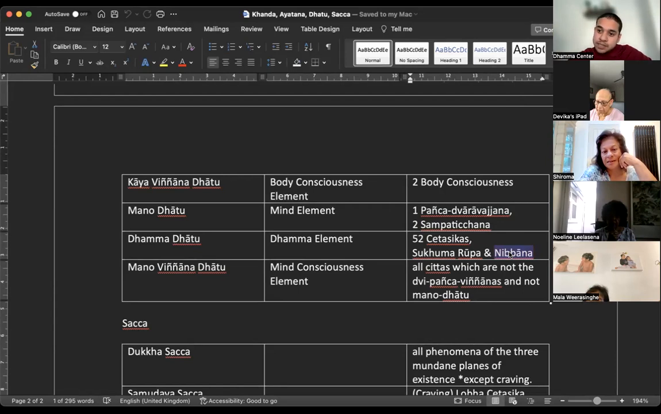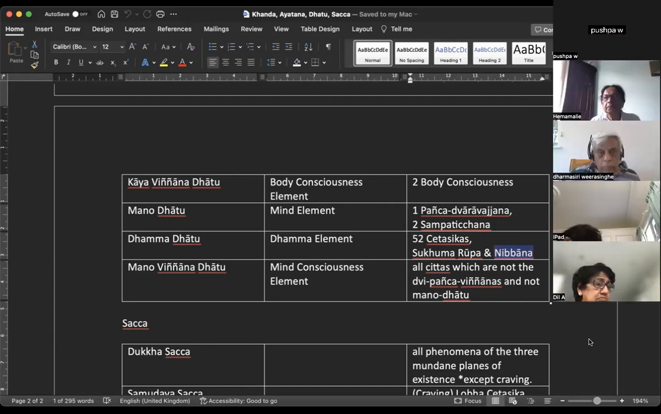The Sukhuma Rupas are concepts. They are made out of the four elements. The rest, apart from the four elements, are all concept. I think I get it. Because Nibbana is also Dhamma Dhatu, isn't it? Yes, Nibbana is a Dhamma Dhatu because it arises because of the conditions that are presented for it to arise. Does that make sense? Does it make sense to the others as well?